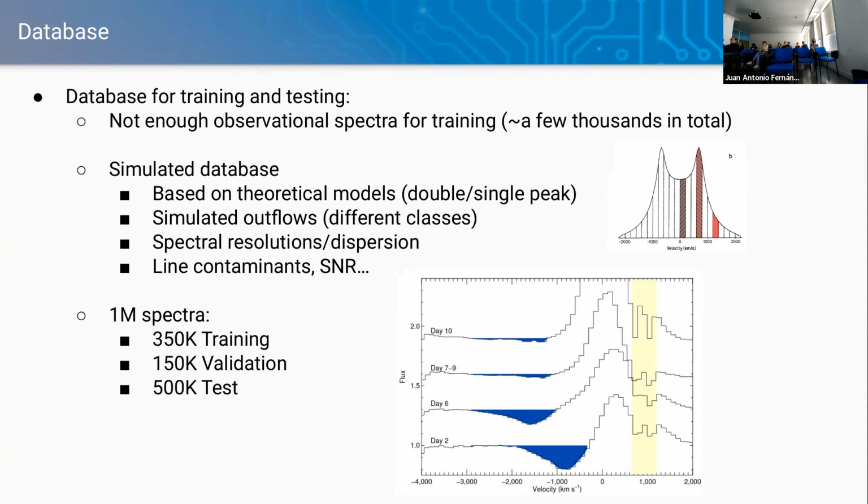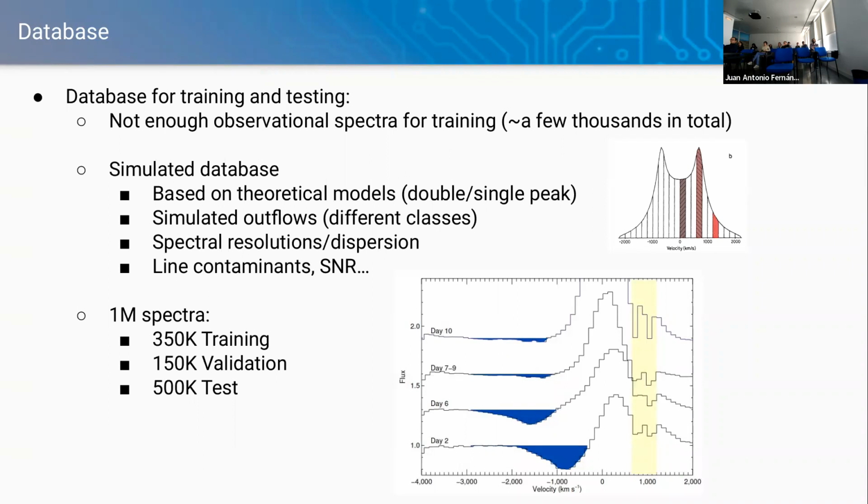Unfortunately, we don't have that many spectra of outburst observations. I think that in these 50 years of observations in the optical and near infrared range, there will be in total less than 10,000 spectra for all of the systems. So that is probably not enough to train our classifier, and instead, we decided to use a simulated database.